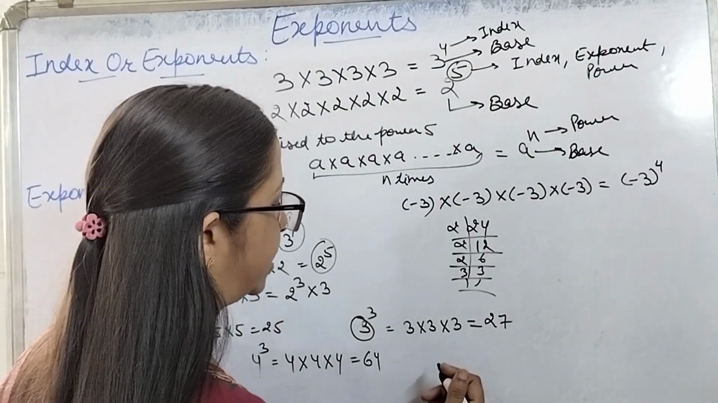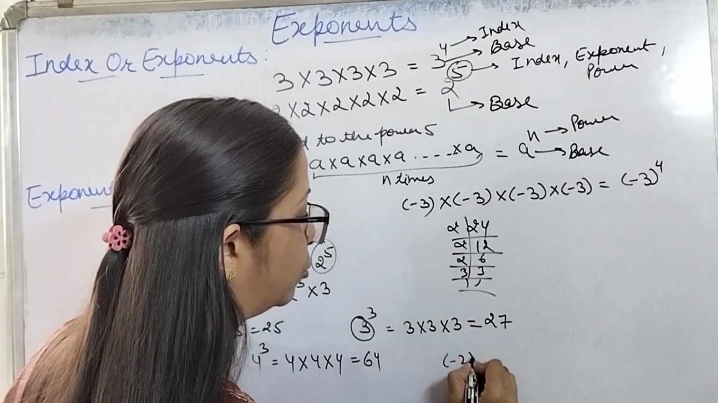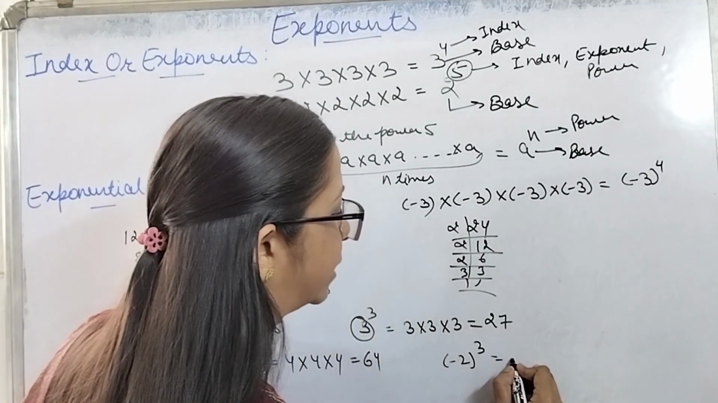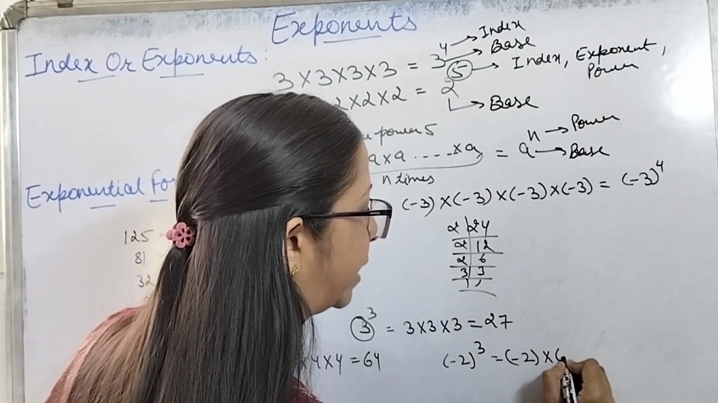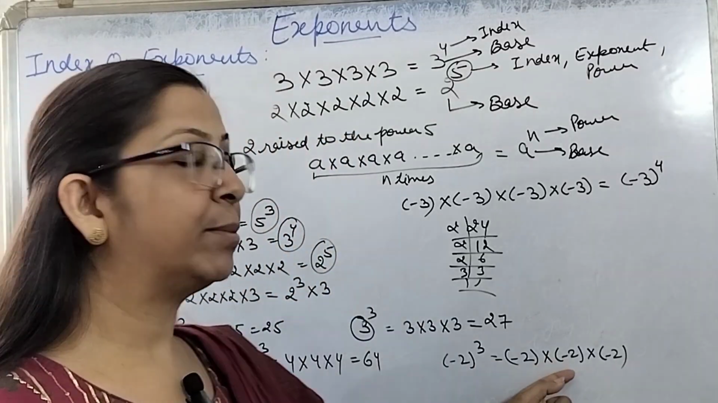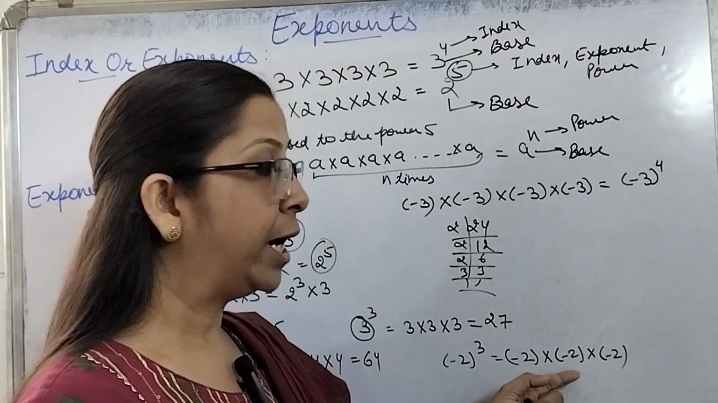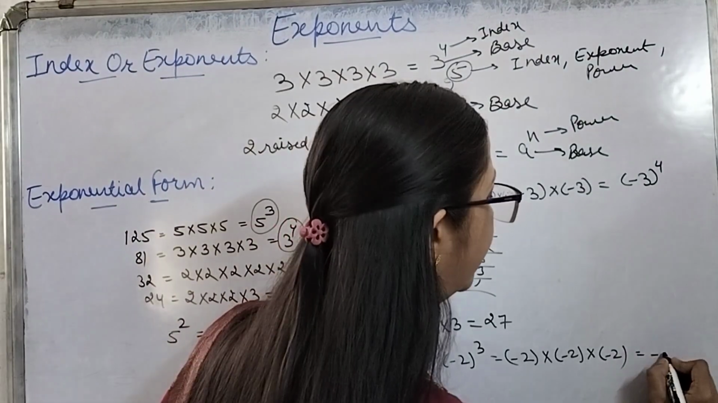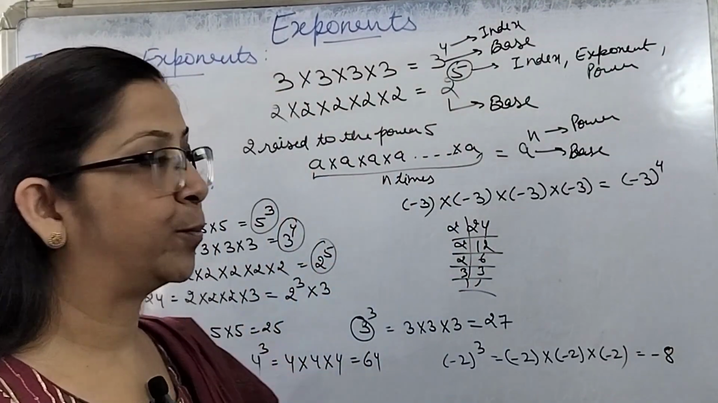Now if your number is say minus 2 raised to the power 3, that means its value will be minus 2 multiplied by minus 2 multiplied by minus 2. So minus 2 multiplied by minus 2 will be plus 4, and plus 4 multiplied by minus 2 will be minus 8. That will be the value.